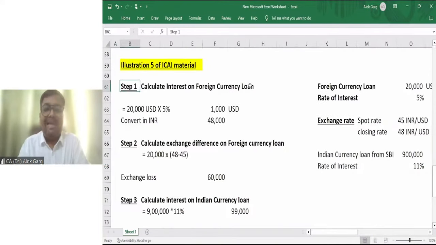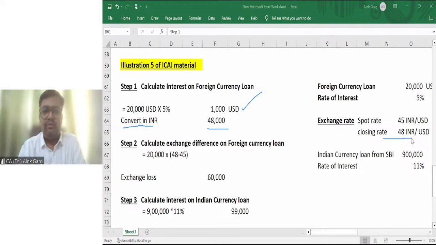So step number one, calculate interest on foreign currency loan. $20,000 multiplied by 5%. It comes out to $1,000. When you convert into INR, 1,000 multiplied by 48. Why 48? Because you will pay the interest at the end of the year. Step number one is clear to everyone? Can you please confirm quickly whether step number one is clear or not? It is clear. Very good.